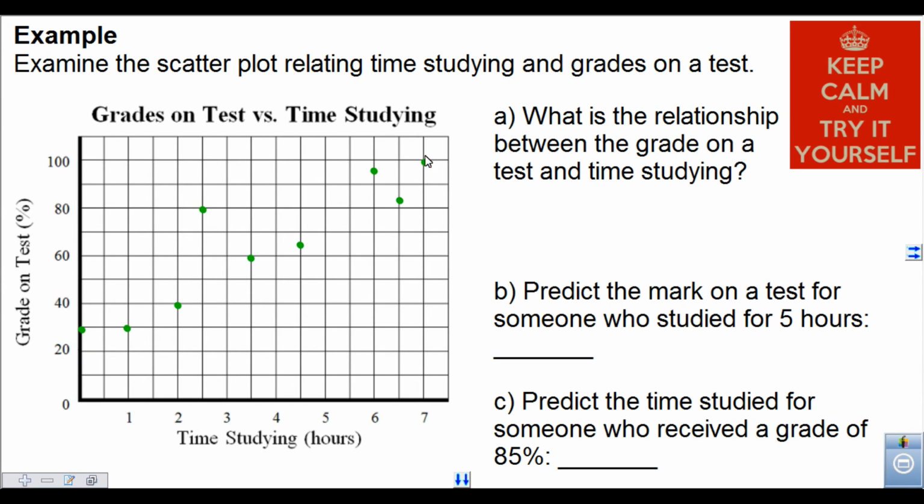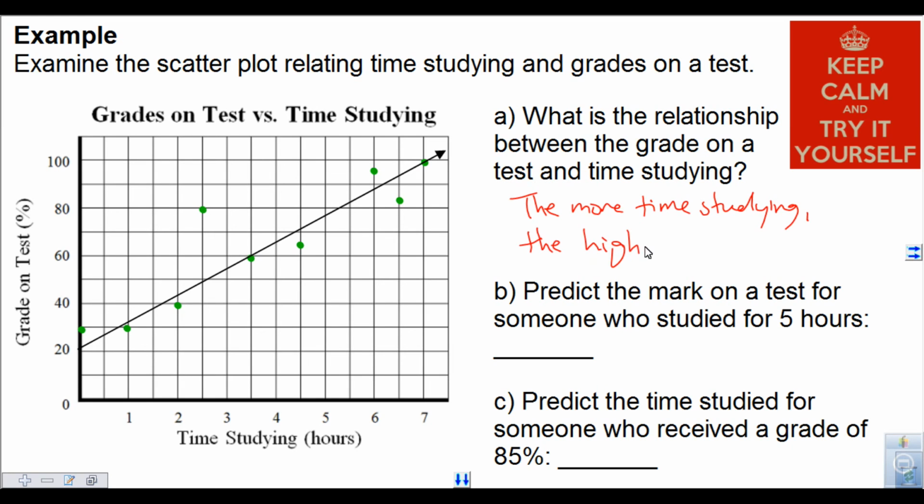All right, so hopefully you see that the dots are going upwards. I'm just going to trace that, kind of going like this. Okay, so there's some dots again underneath, some dots are above, but it's going in the same trend as the dots. They're going upward, so this is a positive correlation. What's the relationship between the grade on a test and time studying? Well, the more time you study, the grade on a test goes up, right? The more time studying, the higher the grade. Okay. So relate the two when you're asked about a relationship.